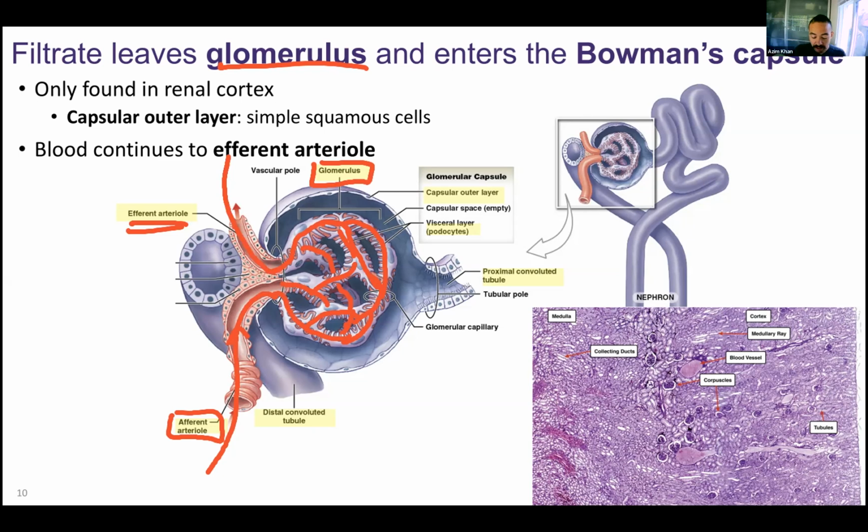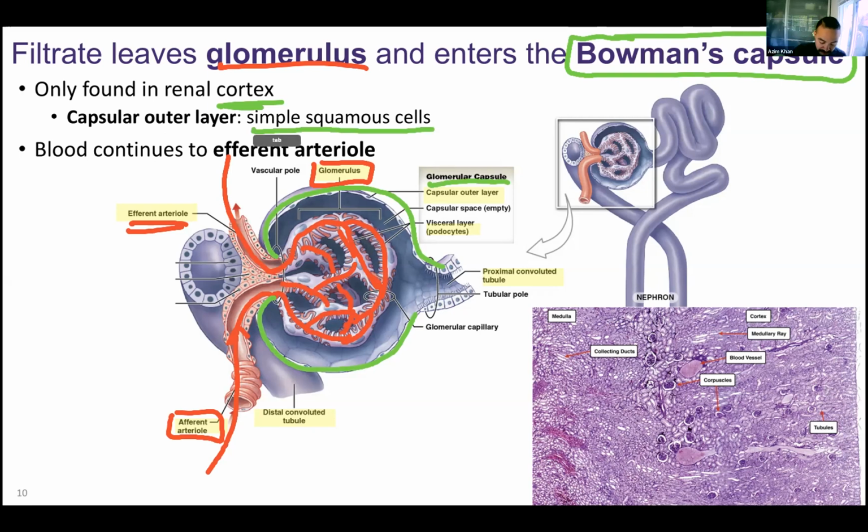The first part of the nephron, which I'm going to circle in green, this first part of the nephron that encapsulates the glomerulus, this is called the Bowman's capsule. Bowman's capsule. You might see it called glomerular capsule, same thing. The Bowman's capsule is only found in the cortex. It's only found in the renal cortex. It's made of simple squamous cells.